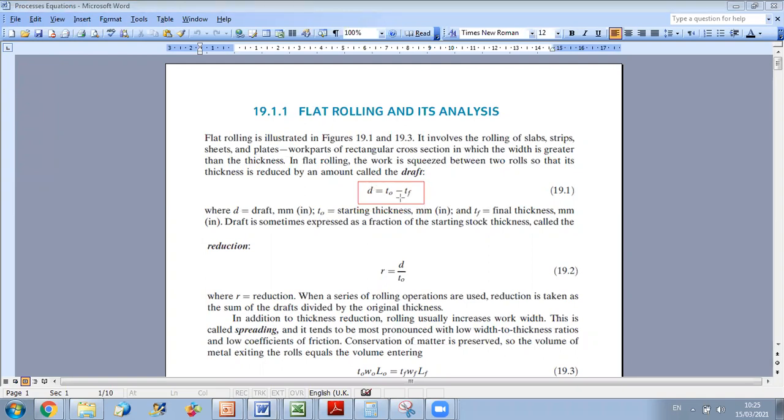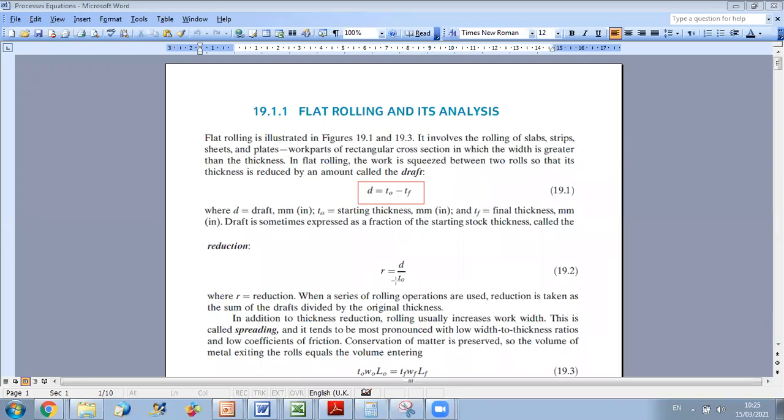Okay, so this is if you want the total amount of reduction of the thickness when going through the rolling operation. Now, in case D is in millimeter, then the starting and final thickness should be provided in millimeter. You can also work with English units. For example, you can provide it in inch. So in case D is in inch, I will also use inch for the thickness. Now, another parameter that is used to define flat rolling is reduction. Reduction is the ratio of the draft over the original thickness.